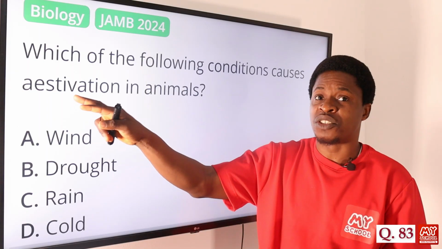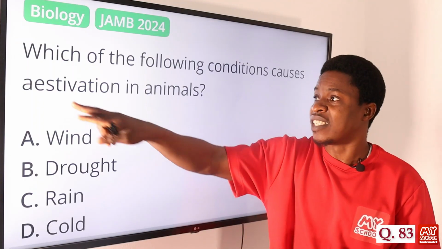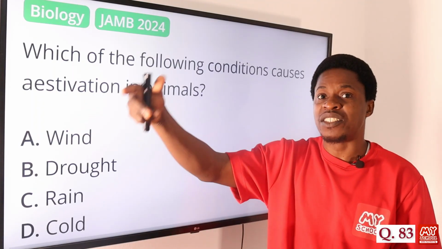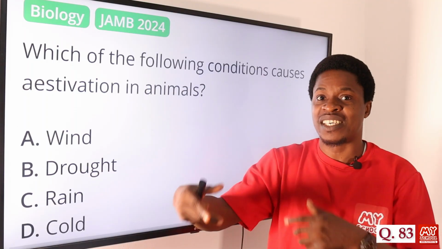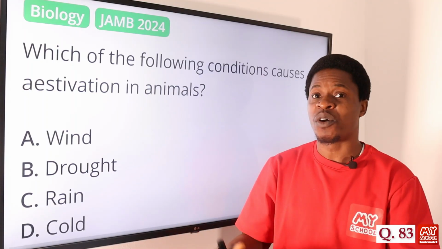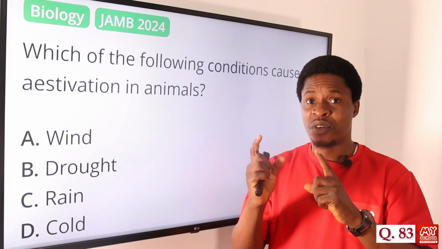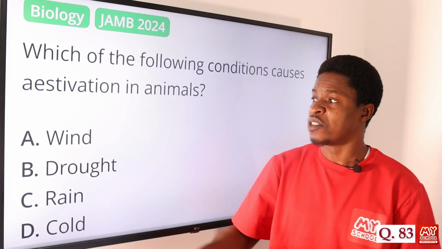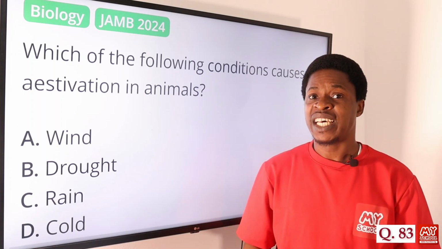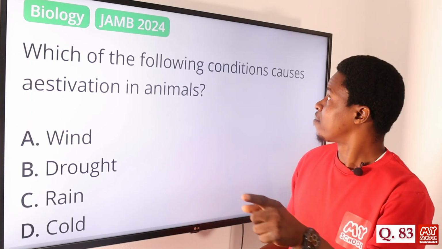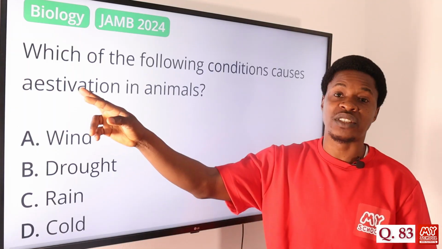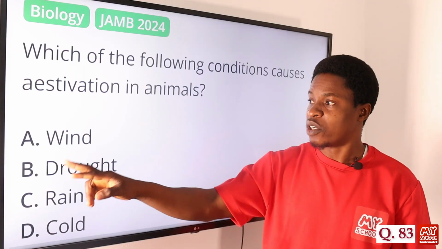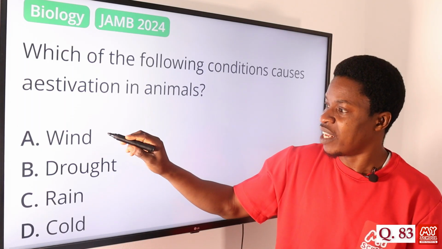So when it is during the hot season or dry season, it is estivation. When it is happening during the cold weather, raining season or raining weather, we call it hibernation. So you must note the difference between them. Option A says wind. Even though strong winds can affect the animal, it is not a factor that can lead to estivation, so option A is eliminated.